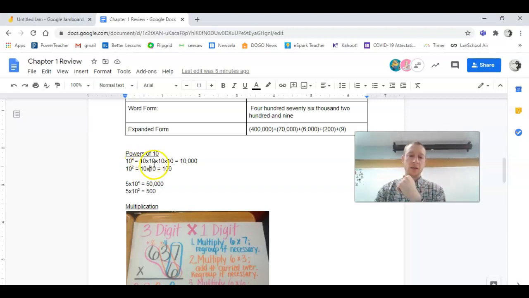10 times 10 times 10 times 10. Or you can simply look at the exponent, and that tells you how many zeros to add. So 10 to the 4th, there should be 4 zeros. Are there? 1, 2, 3, 4. Exactly.